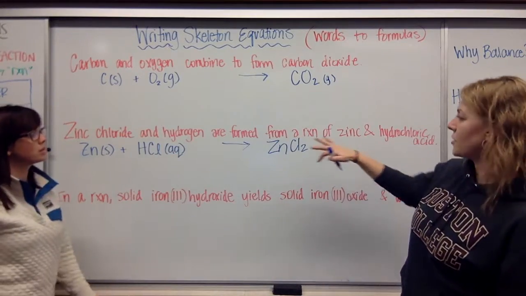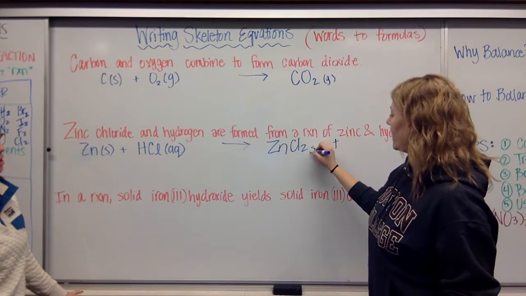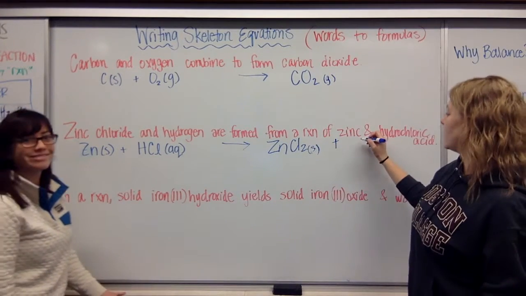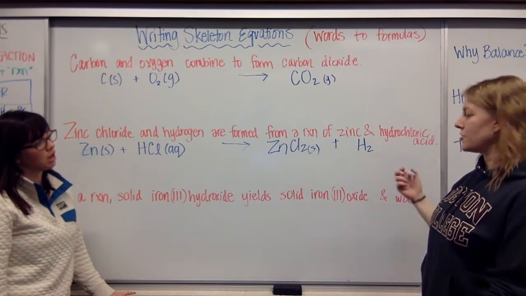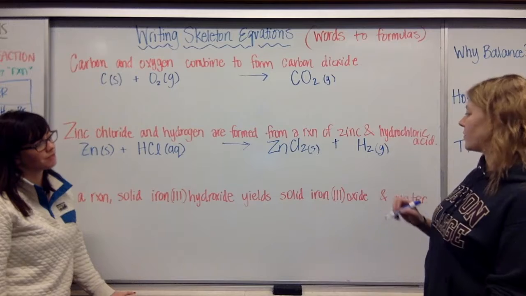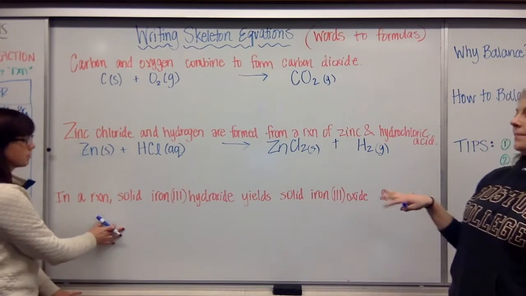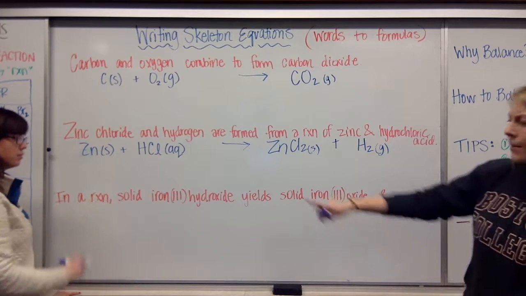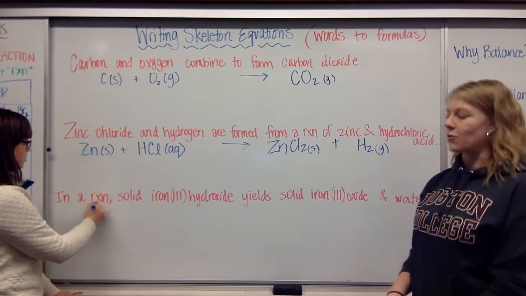From a reaction of zinc chloride and hydrogen are formed. So we have solid and hydrogen. Remember, hydrogen is diatomic, so this is H2. Hydrogen is a gas at room temperature, right? Now our last one in a reaction, and remember when we write RXN over there, that is reaction. It's just shorthand for that.